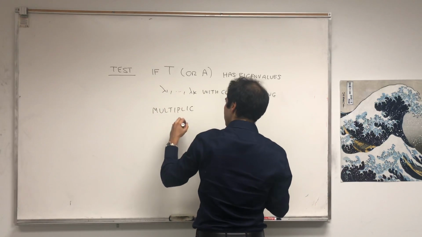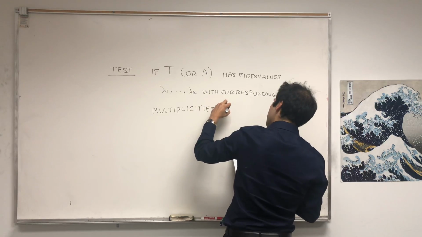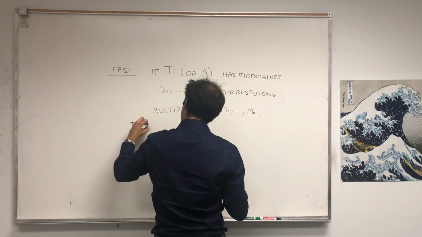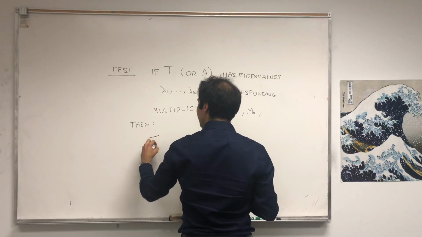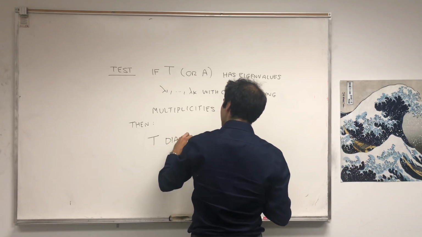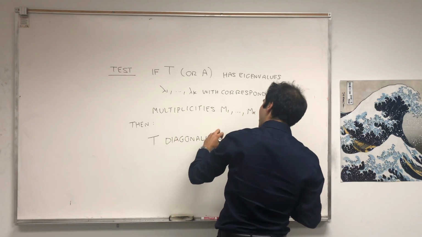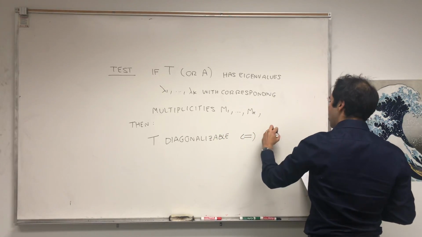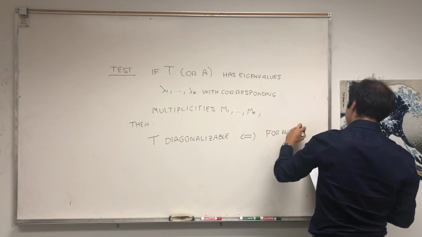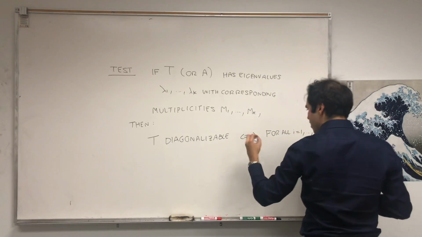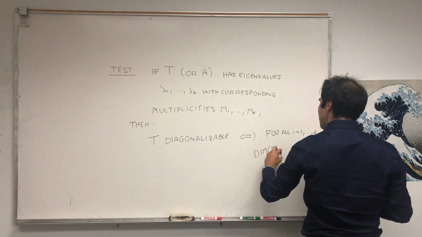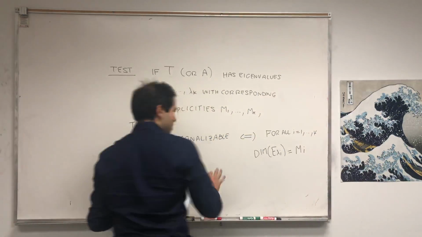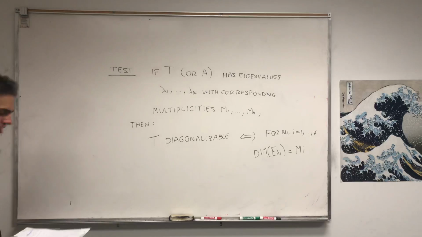Multiplicities m1 up to mk. Then it's very easy to check if T is diagonalizable. Just check if the eigenspaces are as big as possible. So T is diagonalizable if and only if for all i equals 1 up to k, the dimension of the eigenspace corresponding to lambda i is equal to mi. I'll give you an example illustrating all those things.